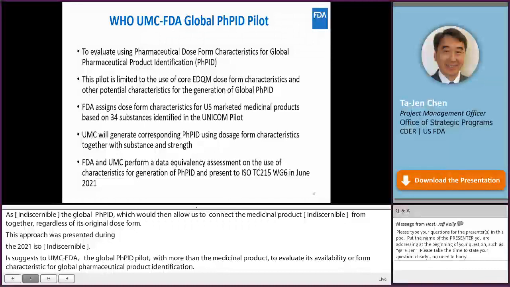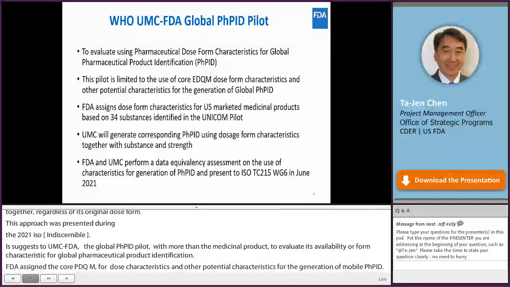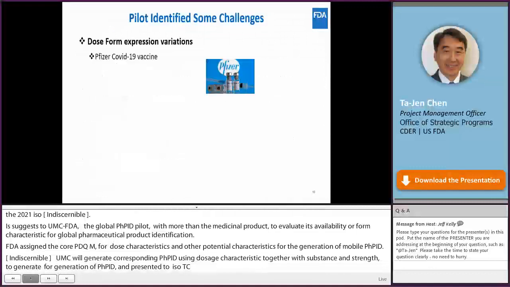UMC then took this data set to further validate and refine some of the assignments to generate level 4 PhPID. Together, we performed a data equivalency assessment and reported the findings during the ISO TC215 Workgroup 6 meeting in June this year. That was last week.